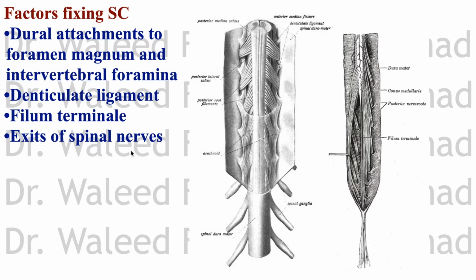The spinal cord is kept in place due to the dural attachments to the foramen magnum and the intervertebral foramina, also to the denticulate ligament, the filum terminale and the exits of the spinal nerves. All these factors are responsible for fixing the spinal cord in place.